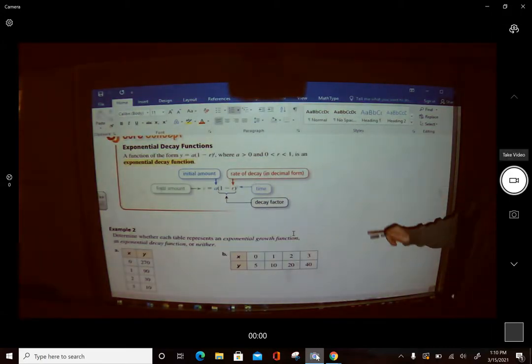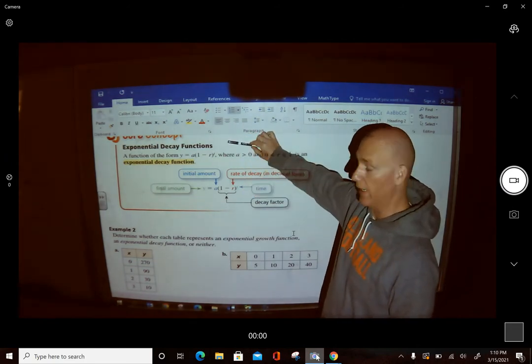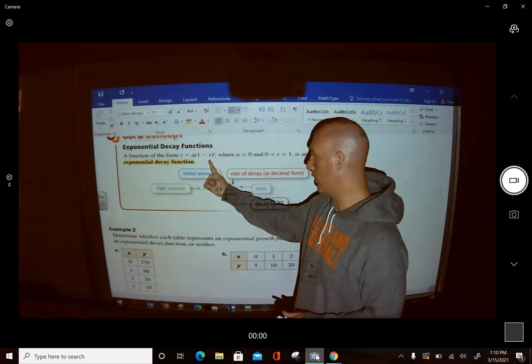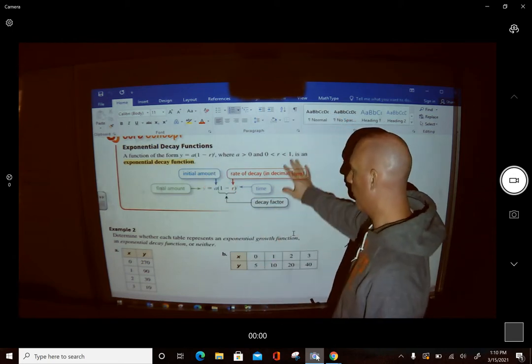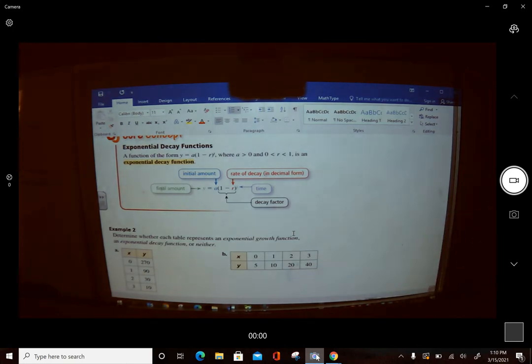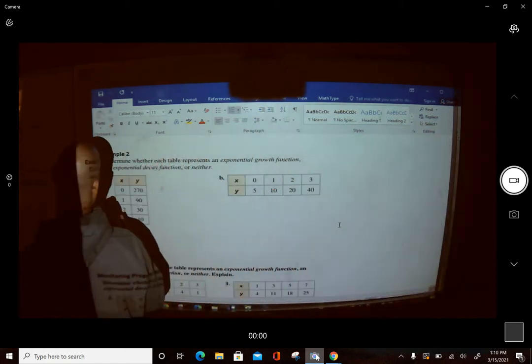Hey guys, we're going to continue with 6-4 notes. So now you can see that we're going to be talking about exponential decay. And the only thing different about decay is instead of adding the rate, you subtract the rate. But before we get into that, we're going to look at how to see if it is growth or decay or neither. So this is a real straightforward concept that everyone should know by now.